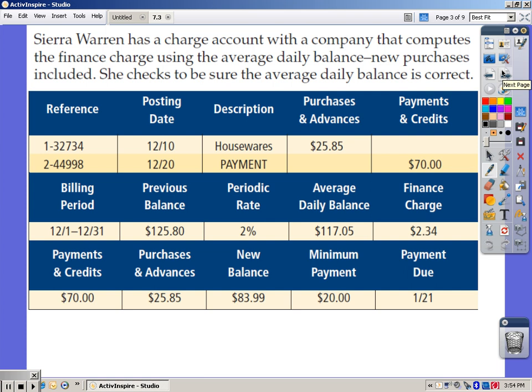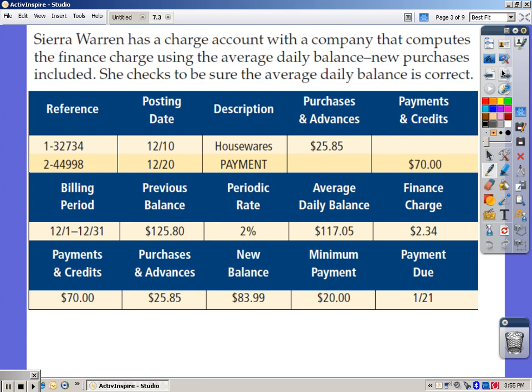Sierra Warren has a charge account with the company that computes the finance charge using the average daily balance, new purchases included. She checks to be sure the average daily balance is correct. All right. This is example 1 out of your book. The figure is figure 7.3 from page 292. You will have to refer back to it.